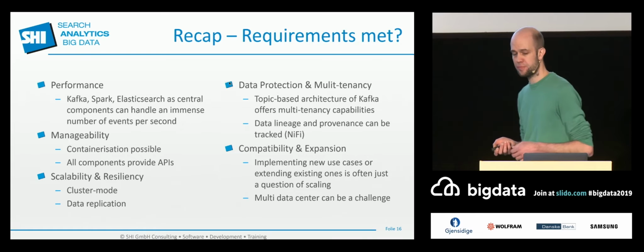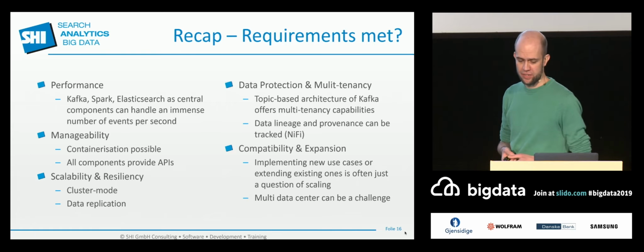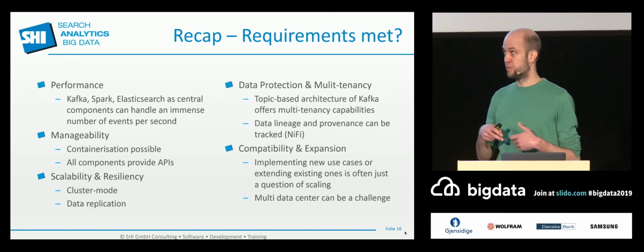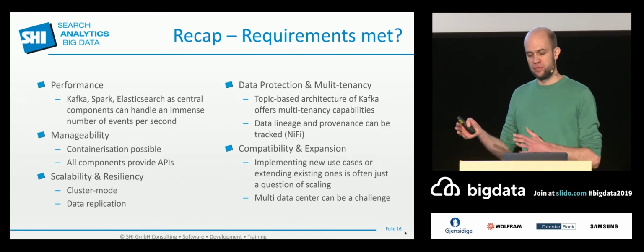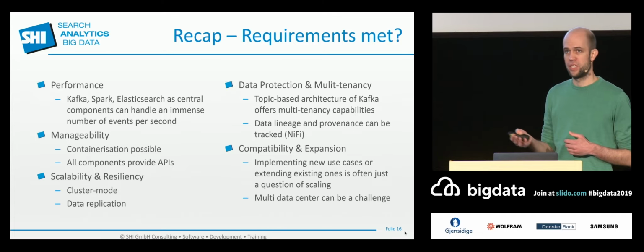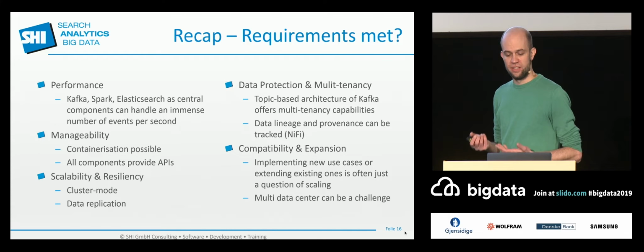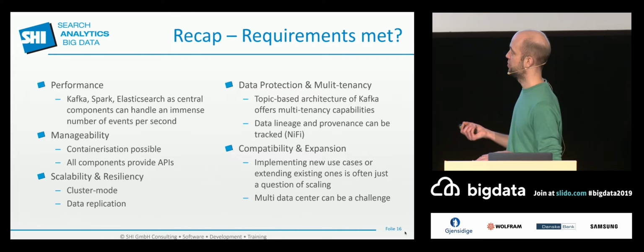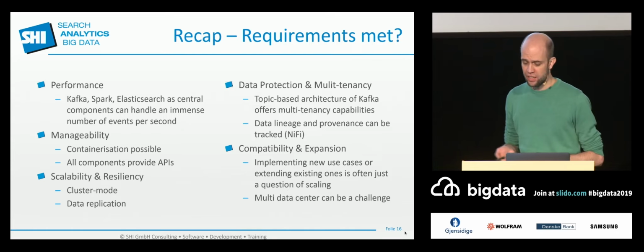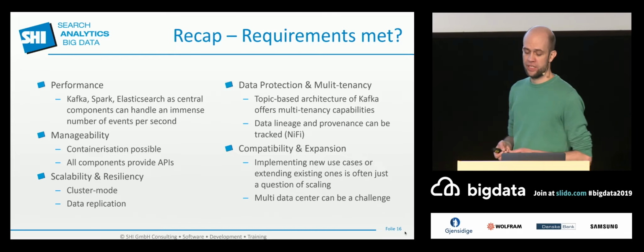The data protection and multi-tenancy requirements are also met. So by Kafka especially, we have this topic-based architecture, which means that if we have more than one tenant, they all might have their own topics which they subscribe to, so no one can really get data that they are not allowed to. We can also track data lineage and provenance if we use tools like NiFi, because they have built-in capabilities of doing so.